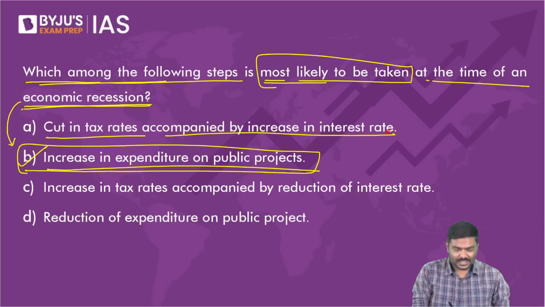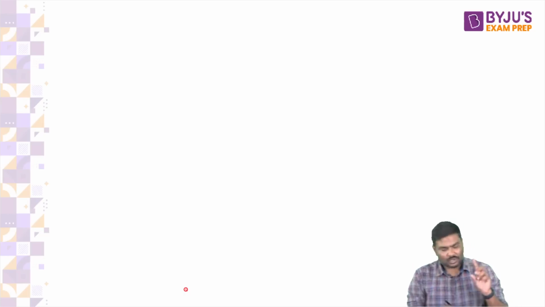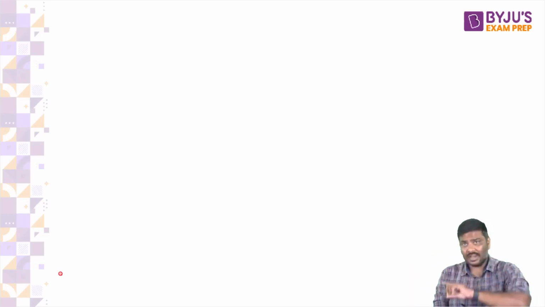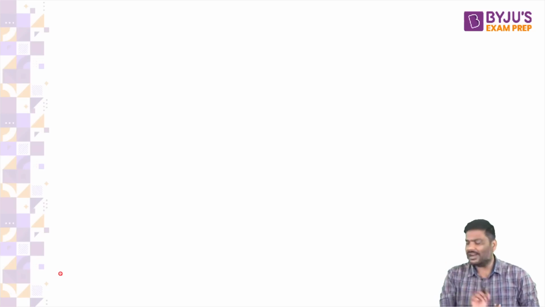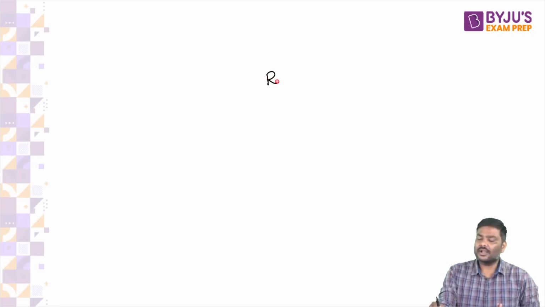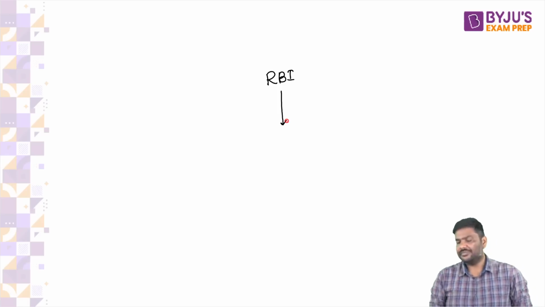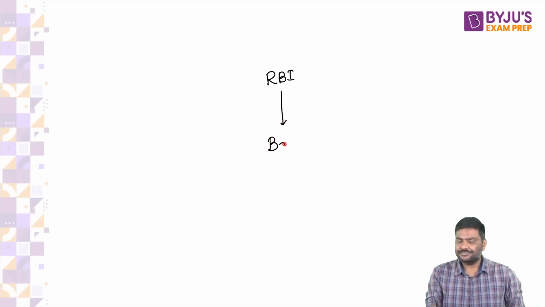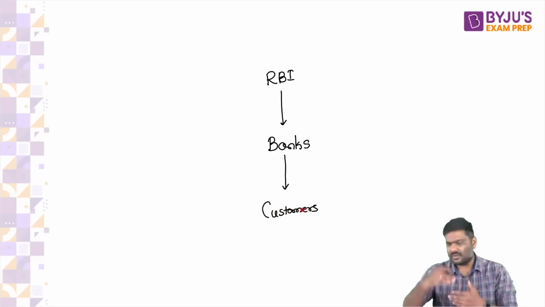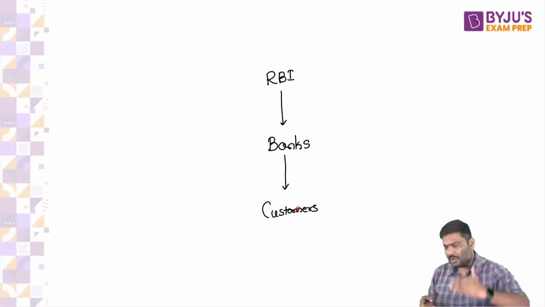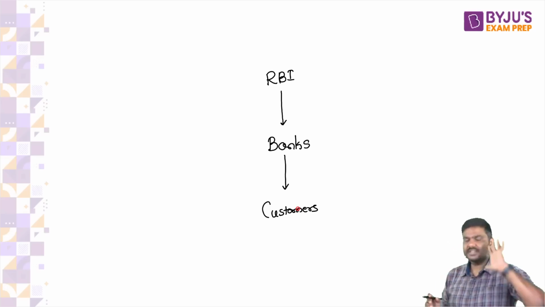Now, what is increase in interest rate? I'll explain one concept here. Later in the class, I will not repeat it. Please look at it right now. Here is Reserve Bank of India. RBI will provide loans to the banks, and banks will provide loans to customers. This is a simple sequence: RBI will give loan to a bank, will give loan to customer.